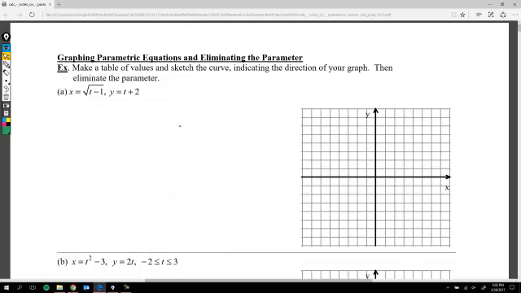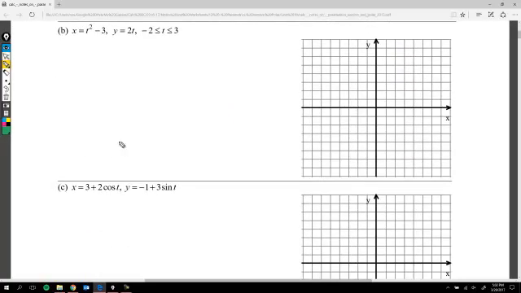Okay, let's move on. Okay, this time we have bounds given to us, right? So that's going to restrict the values of t that we can use.